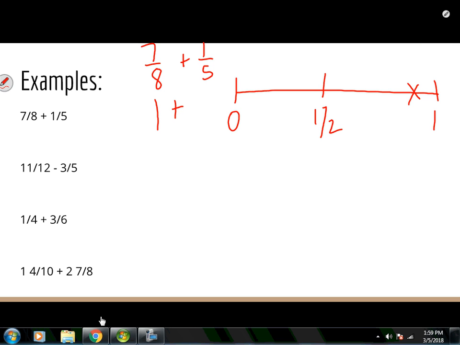For 1/5, half of 5 would be 2.5 out of 5. All of 5 would be 5 out of 5. If I have 1 out of 5, that is closer to 0. So we have 1 plus 0, which is equal to 1.